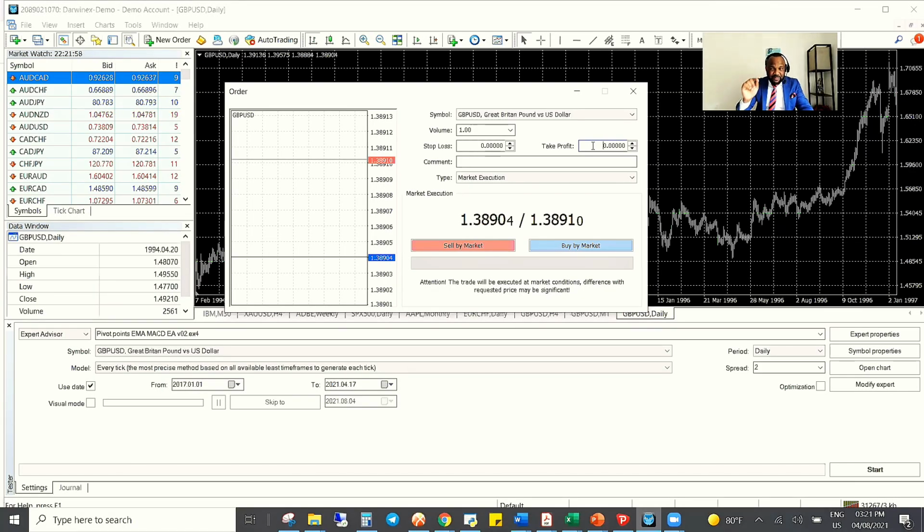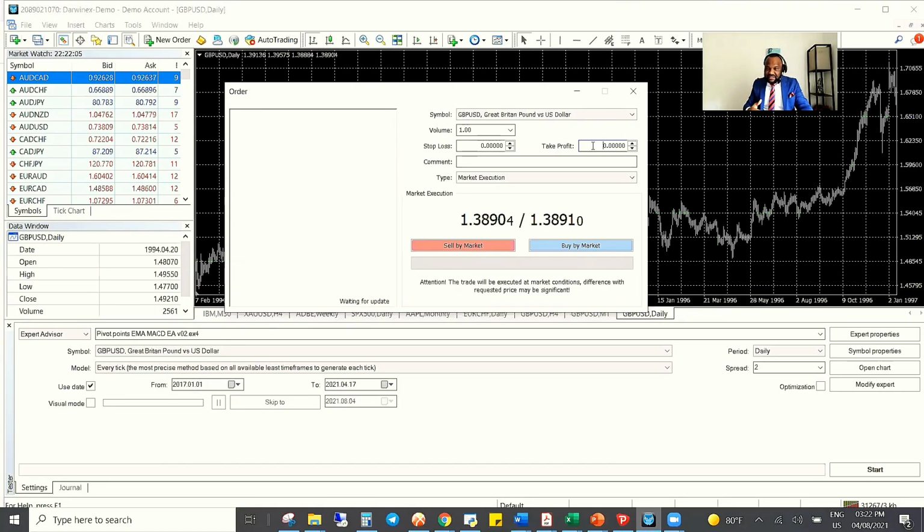Price, not pip, not points. This thing does not know points here. If you type 500 points here, it will be telling you error. Okay, so it doesn't know 500 points. It wants you to type the price. What price will your take profit be? So put the price there. If you say you are targeting 500 points, what price is that level?